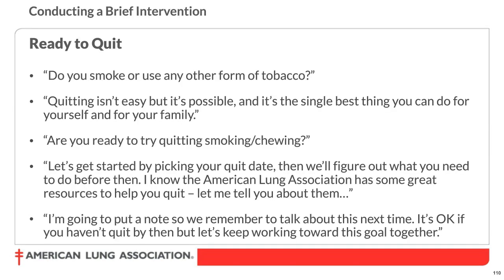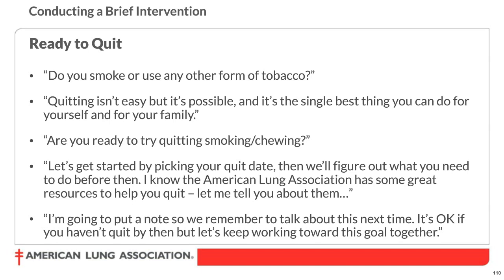While conducting a brief intervention and assessing your participants' readiness to quit, you will make the following statements. The ask. Do you smoke or use any other forms of tobacco? The advise. Quitting isn't easy, but it's possible, and it's the single best thing you can do for yourself and for your family. The assess. Are you ready to try to quit smoking?